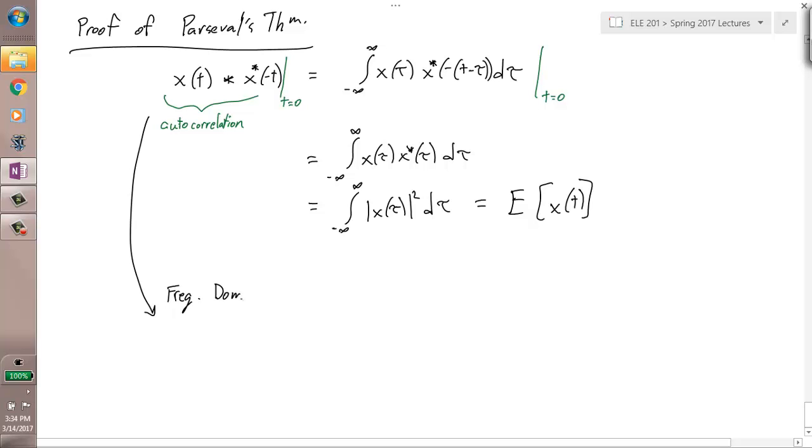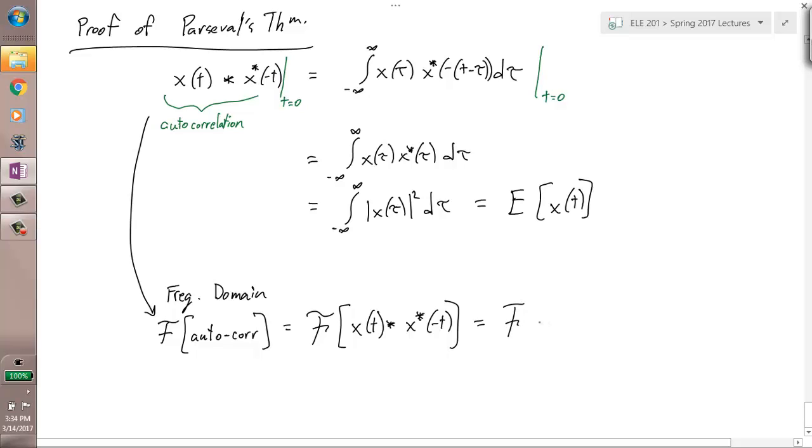Frequency domain. So we take a Fourier transform of the autocorrelation function. Okay, so the Fourier transform of the autocorrelation function equals the Fourier transform of x of t convolved with x conjugate of negative t. Well, the convolution property says that that becomes multiplication in the frequency domain. So the Fourier transform of x of t times the Fourier transform of x conjugate of negative t.